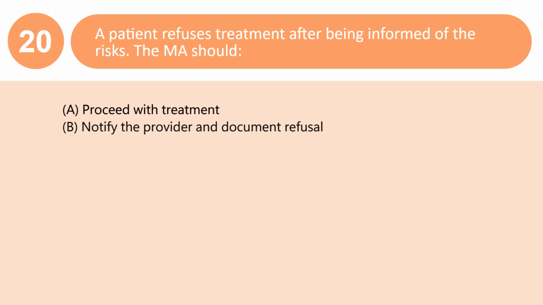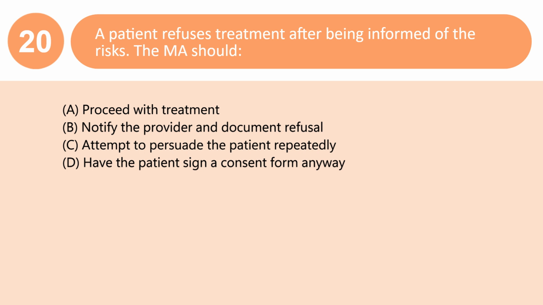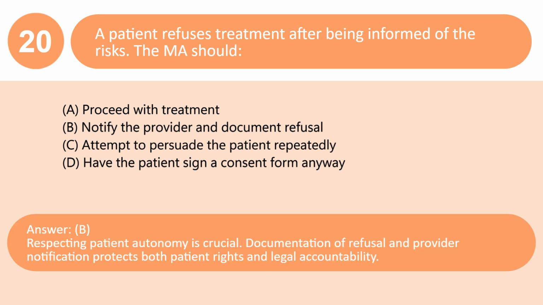A patient refuses treatment after being informed of the risks. The MA should: A. Proceed with treatment. B. Notify the provider and document refusal. C. Attempt to persuade the patient repeatedly. D. Have the patient sign a consent form anyway. Answer: B. Respecting patient autonomy is crucial. Documentation of refusal and provider notification protects both patient rights and legal accountability.